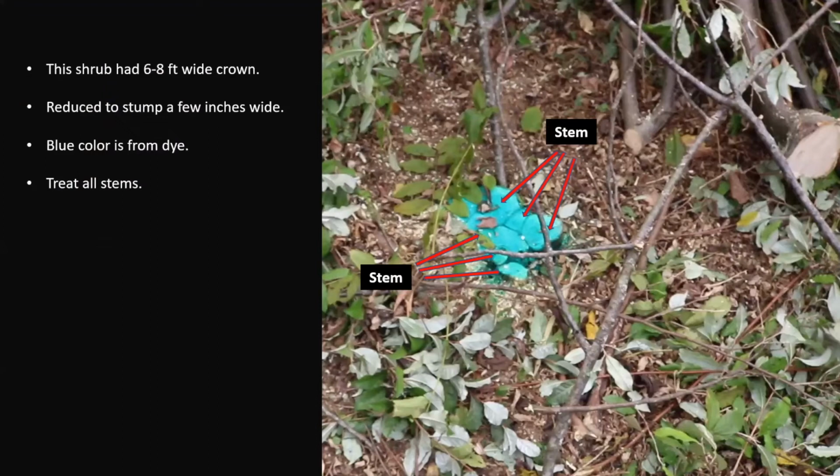So this particular stump shows a plant that was maybe 6 to 8 foot wide. The crown of it was 6 to 8 foot wide, and I cut it all the way back and treated every single surface. And each of those arrows in this image points to individual stems that needed to be treated. If you don't treat each of those stems, you run the risk of this plant resprouting. You don't want to throw all your efforts away after you spend all this time doing this.